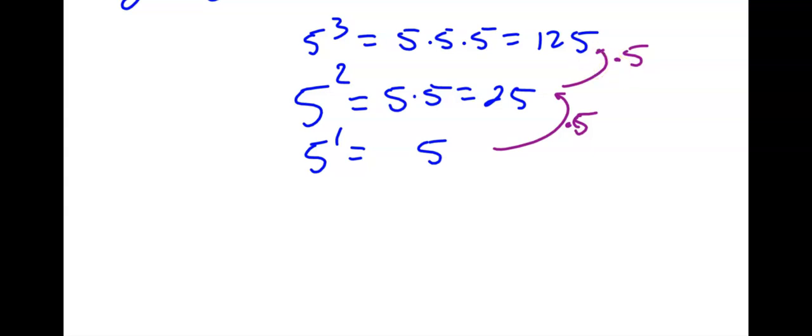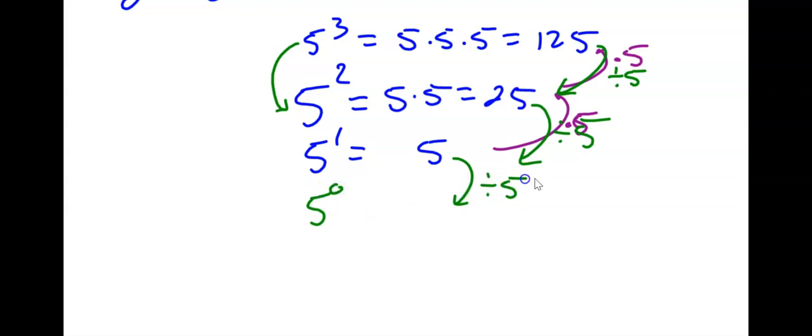What if you go backwards? What if you go from 5 to the 3rd down to 5 to the 2nd? If we go in reverse, what do we do? You don't multiply by 5, you would just divide by 5, right? Because you're taking a 5 off. So 125 divided by 5 would be 25. 25 divided by 5 would be 5. So if you want to get down to 5 to the 0, 5 divided by 5 would be 1.